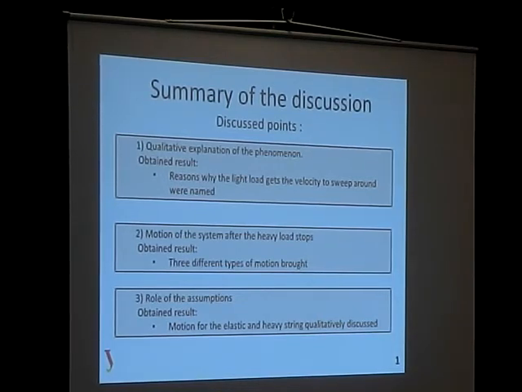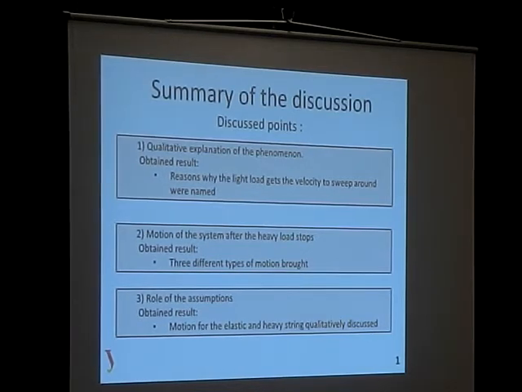So these are the three modes. After that we talked about the role of the string: if you have an extensible string, first of all the radius of the spiral will increase, but there will also be some oscillation, because the elastic velocity is very high.